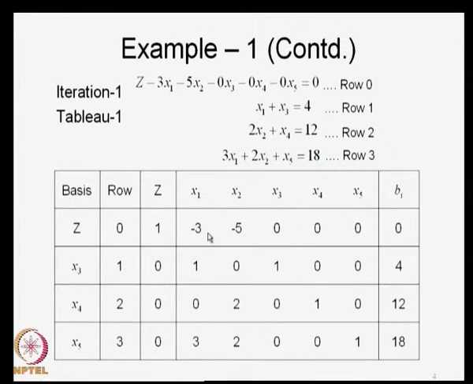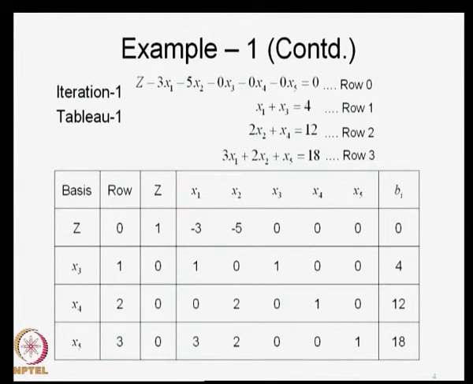So, if there is at least one variable with a negative coefficient in the z row or the 0th row, the current solution is not optimal, and therefore, you need to improve the solution. So, the answer to the first question in this particular case, namely whether the solution is optimal, is that this solution is not optimal, because there is at least one variable with a negative coefficient in row 0.